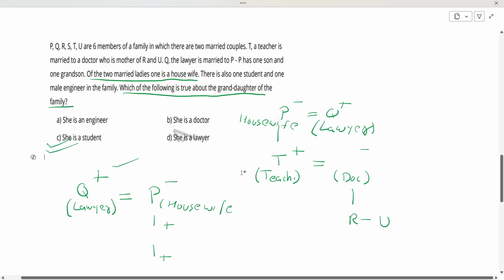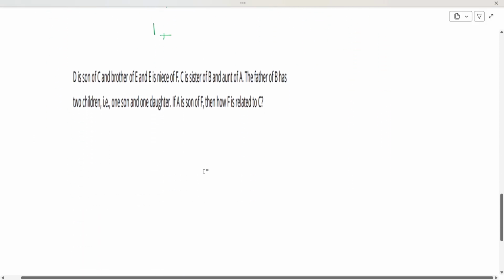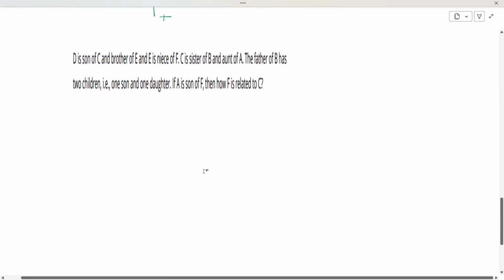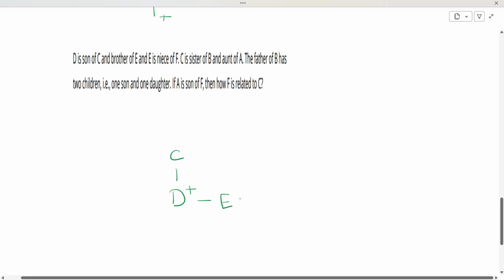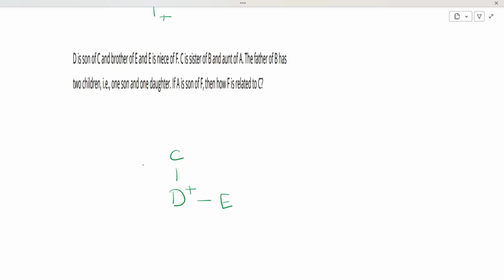Okay, तो चलिए अब आगे बढ़ते हैं. Let's move on with our next question. Now, it says D is the son of C. That means C would be above, D would be below, and we know D is the son. We don't know whether C is mother or father, so we won't put a plus or a negative sign over here. Now, D is the son of C and brother of E. That means D is the brother of E. And E is the niece of F. Niece of F means that C has a brother or a sister, that is sibling, and E is niece, that means E is a female.